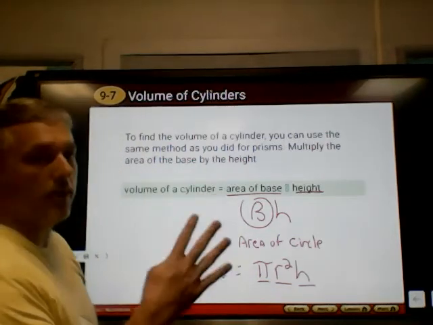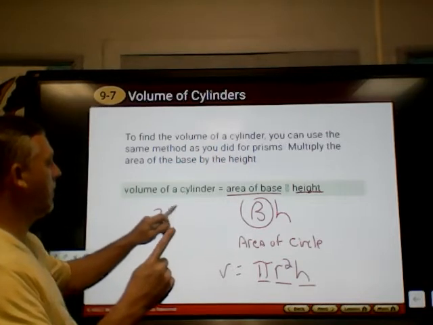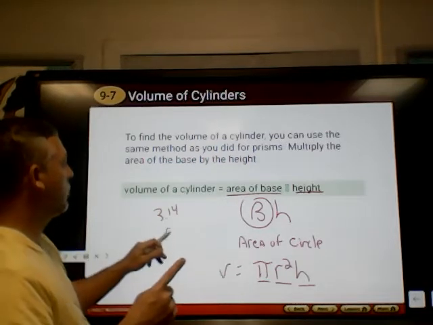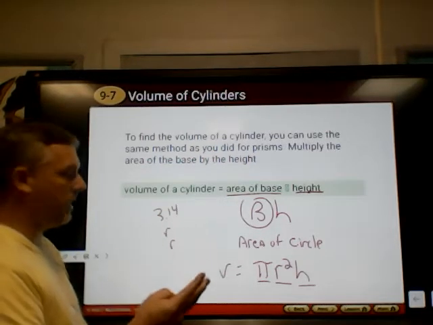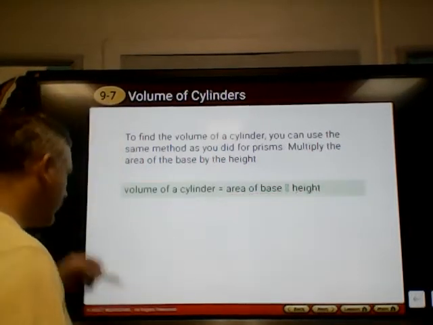So basically, you're multiplying 4 numbers. Pi, which is always going to be 3.14. The radius twice, so radius and then radius again, and then you're going to multiply times the height every time.